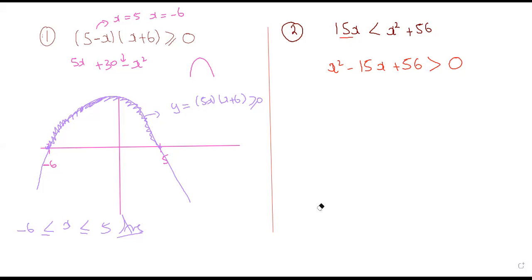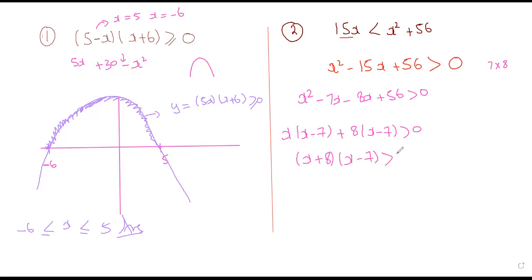So can you think about the two factors? It's minus 7 and minus 8. Okay, very good. So we know that when I will multiply 7 and 8, it would give me 56. So I can write it this way: x squared minus 7x minus 8x plus 56 is greater than 0. x minus 7 common, and then x minus 8 greater than 0. And the factors are x plus 8 and x minus 7 greater than 0.